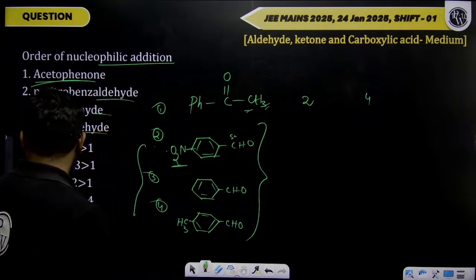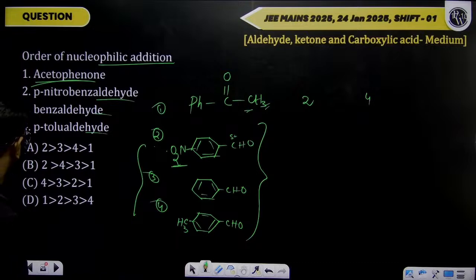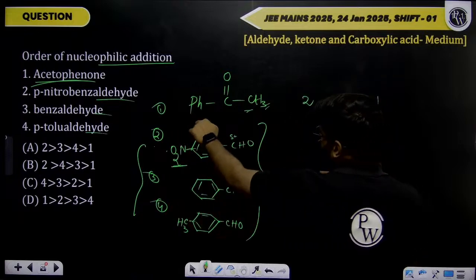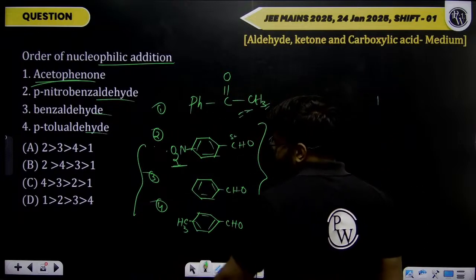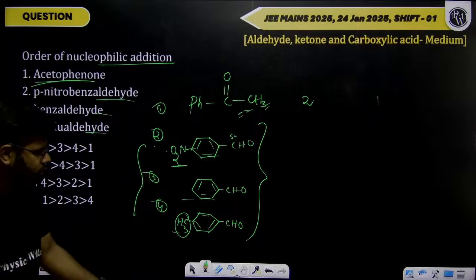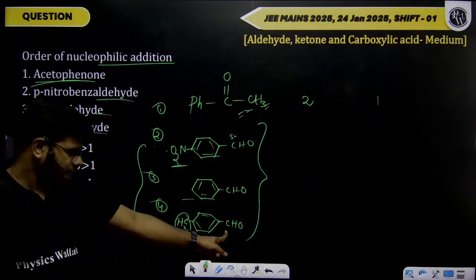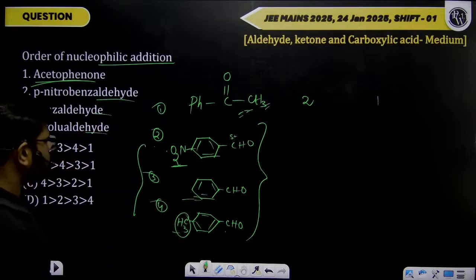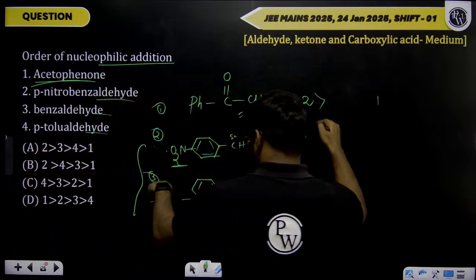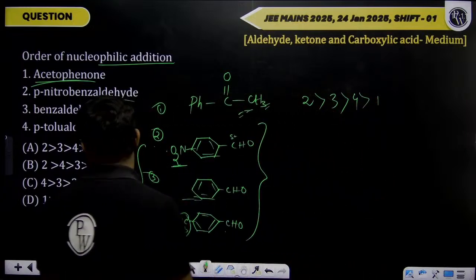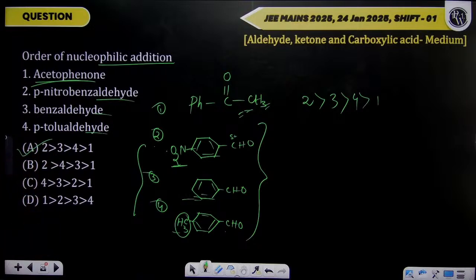See, with this also only I think we can answer. Highest will be for 2. Sorry, this is 1, correct? This one is 1. So highest for 2, lowest for this. Now between these two, this and this, here this plus I group will be decreasing the partial positive charge here. As a result, this will have a lower rate than that of this one. So according to this, 2 should be highest, then it should be 3, then 4, then 1. That means option number 1. Okay, let's move to the next question.